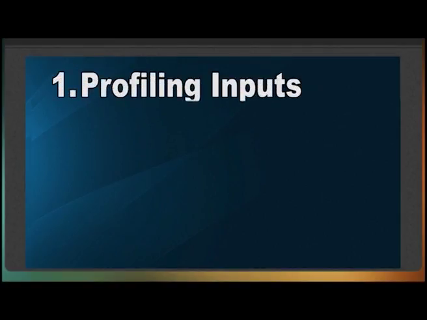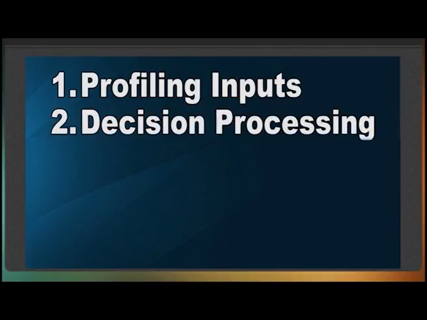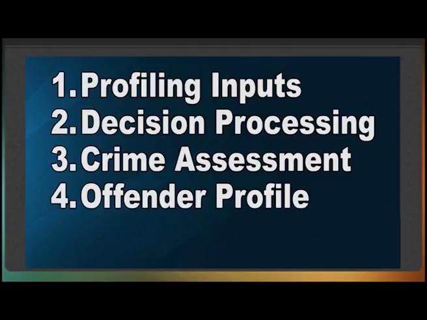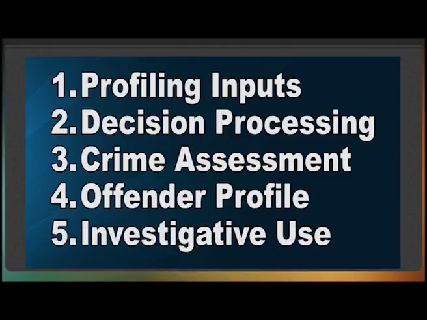Let us learn about the different steps or stages involved when an offender profiler develops a criminal profile. These are as follows. First, profiling inputs. Second, decision processing. Third, crime assessment. Fourth, offender profile. And fifth, investigative use. Let us learn about these one by one.